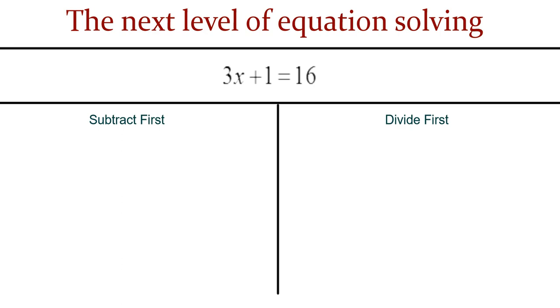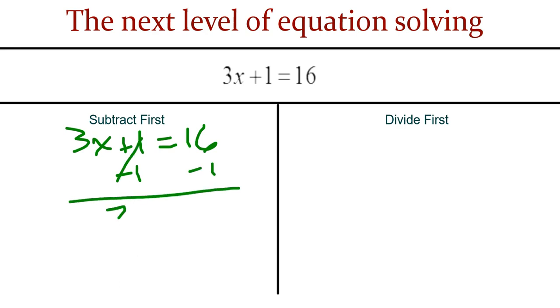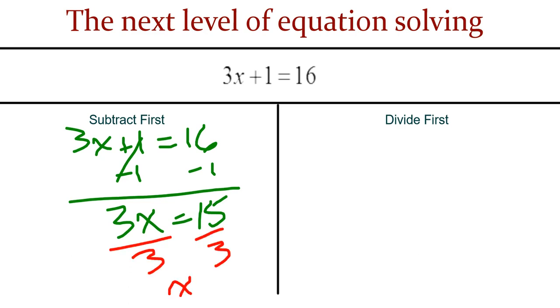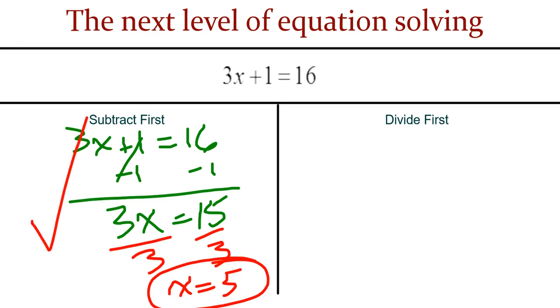When we subtract first, we start with 3x plus 1 is equal to 16. Subtract 1 from both sides first to end up with 3x equals 15, because 16 minus 1 is 15. Then divide by 3 to end up with a solution of x equals 5. Now, if we do all of our work correctly on the second style of solving, and if we've done all of our work correctly, which, spoiler alert, we have, on the first style of solving, we should also end up with the solution for x equals 5.